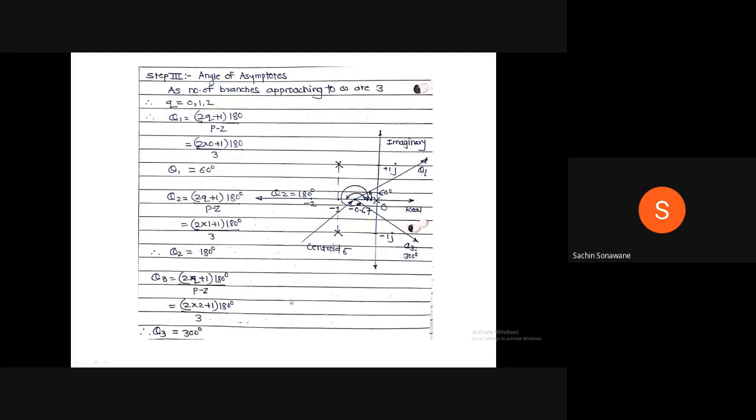Now, angle of asymptote. Since p minus z, the number of branches, n is equal to 3, we have to take the first three values of q, that is 0, 1, 2, and consider this equation. Theta is equal to 2q plus 1 into 180 degree divided by p minus z. Therefore, substitute values of q, 0, 1, and 2. Therefore, theta 1 is equal to 60 degree, theta 2 is 180 degree, theta 3 is 300 degree. Now we will calculate first of all the centroid and then we will draw the angles.